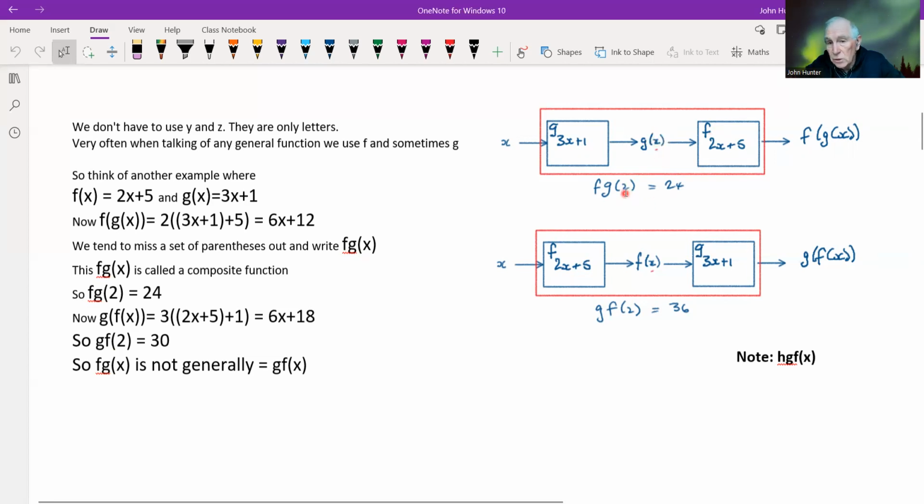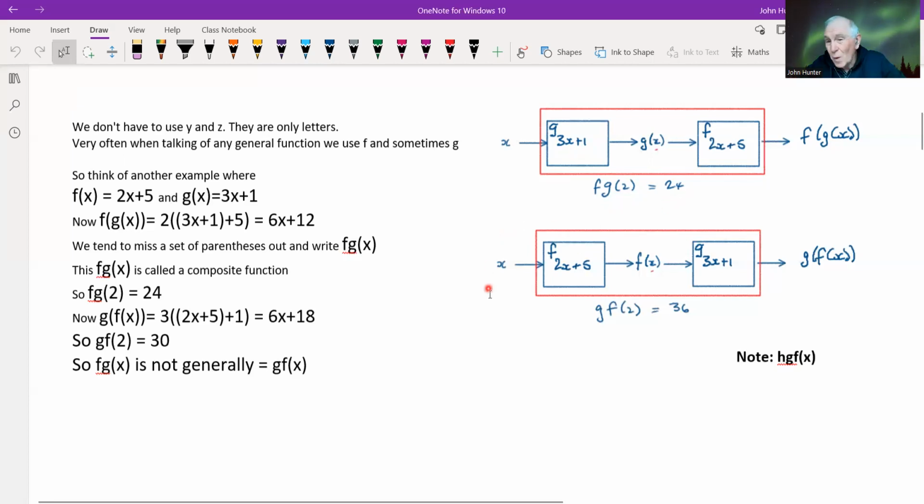Here, if we were to evaluate f of g of 2, and incidentally, it's more normal to miss out these parentheses here and just write it like this. Sometimes we put a little small circle in between the f and the g. It's just a different notation. But here we get f g of 2 equals 24.